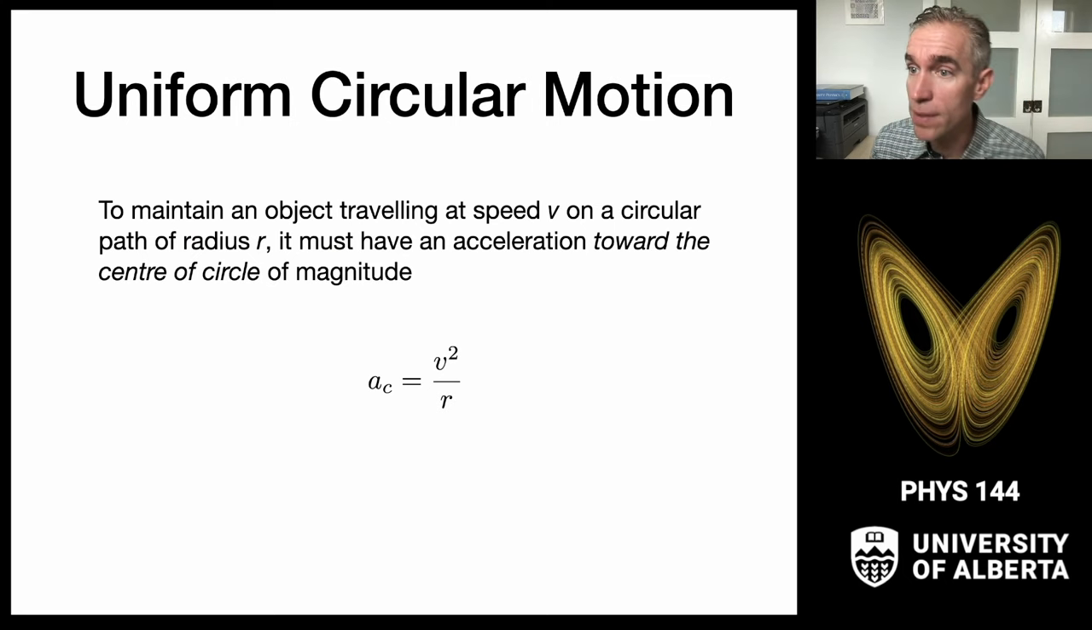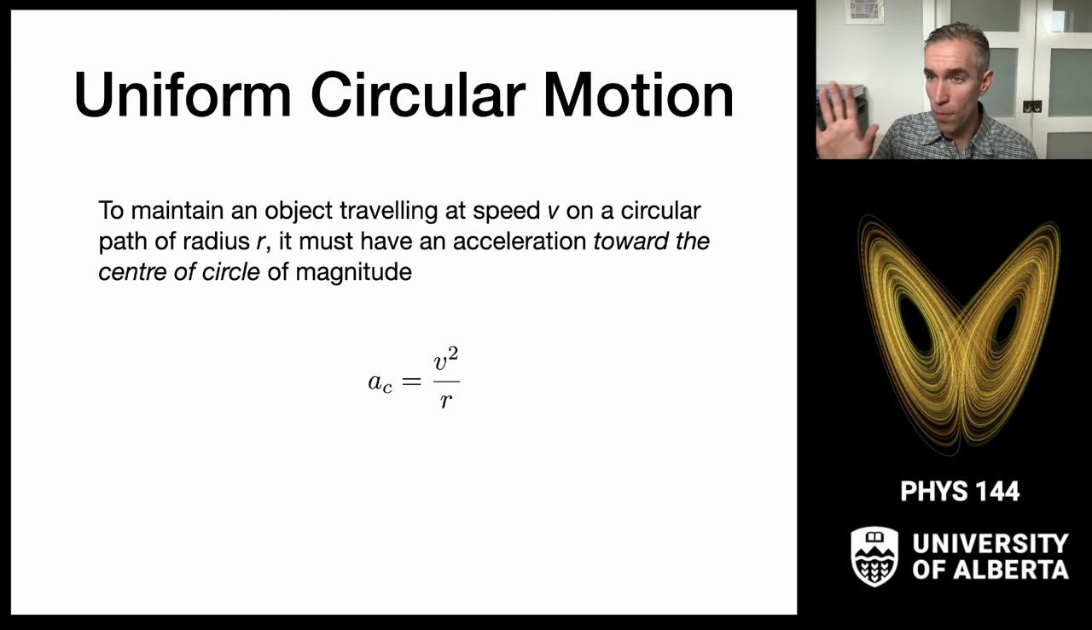The next thing to talk about is uniform circular motion. Uniform circular motion is a fairly common state of motion in physics problems, and we saw this alluded to with the merry-go-round problem a little earlier. The statement is basically that if an object is traveling at a speed v on a circular path of radius r, there must be an acceleration towards the center of the circle with magnitude v squared over r.